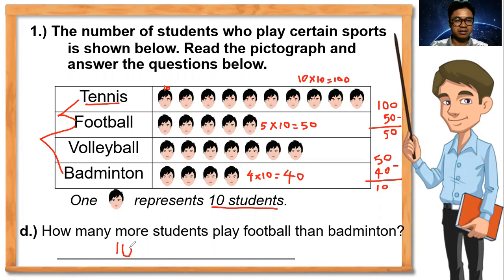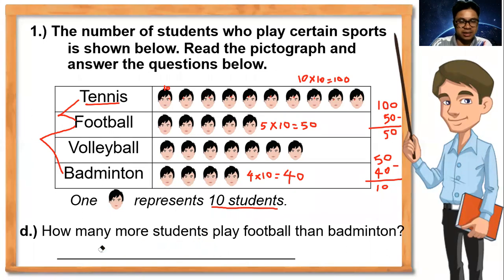So how many more? There are 10 more students. All right, that's the answer. Letter D: football and badminton, look at the number of students, then get the difference by subtracting 50 minus 40. So 10 students. Finished? All right, let's go to letter E.